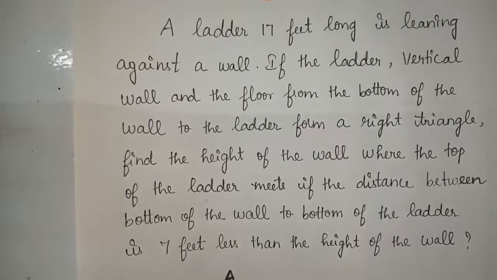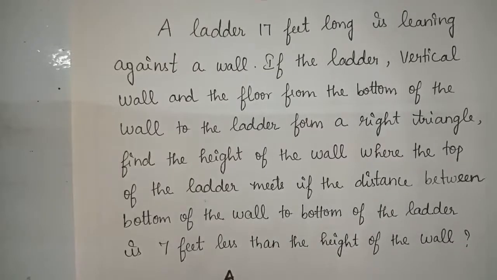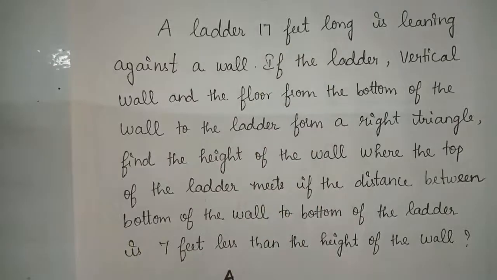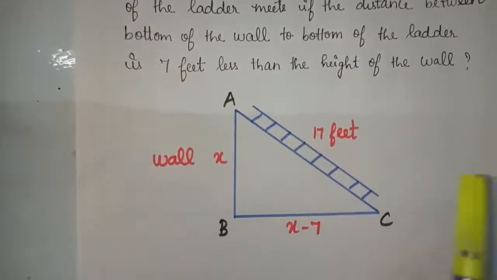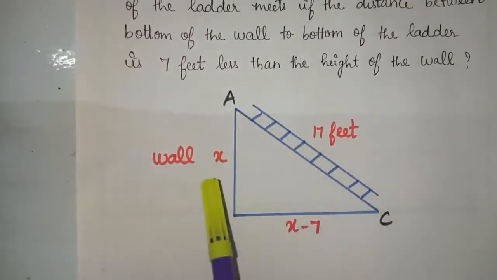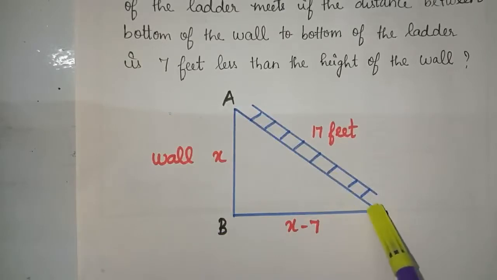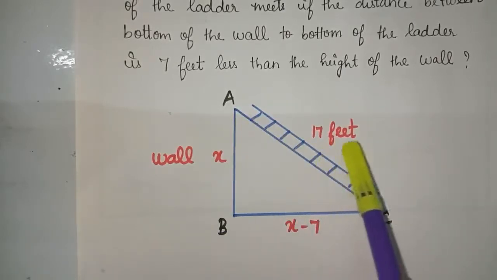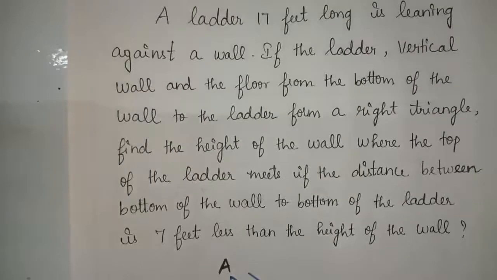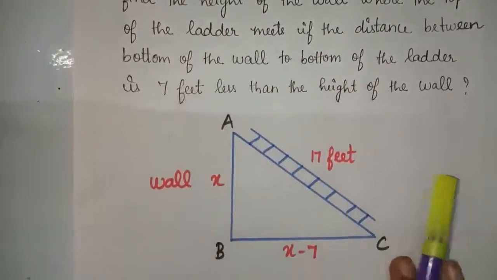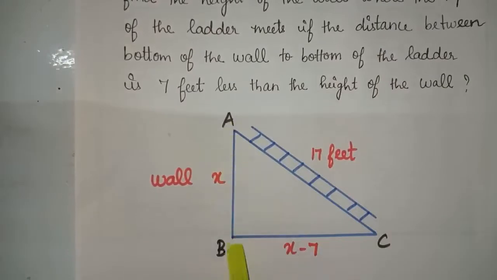So the given question is, a ladder is leaning on the wall. A ladder is 17 feet long. So see the diagram. This is the wall, A, B and C. This is the floor. So a ladder is leaning on the wall. The ladder is 17 feet. Then the vertical wall, we don't know the vertical wall measurement. So let it be x.